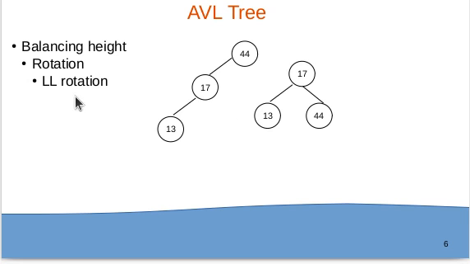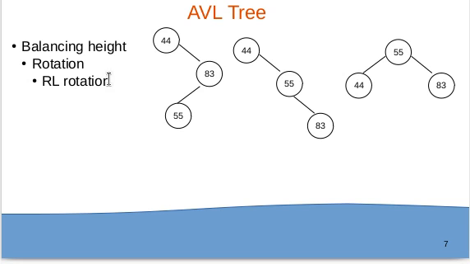Like RR rotation, there is LL rotation, that is left left. In the left case the root is here. We have to rotate this one. So there will be 17 here, 13 will be here, and the root will be the right child of this. So it is maintaining the binary search tree property and balancing the height. So it is an AVL tree.